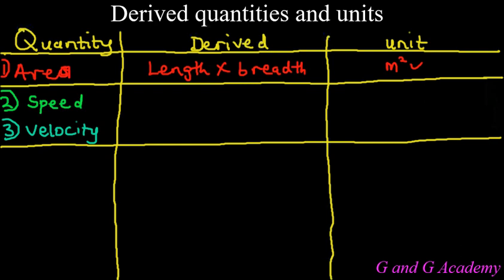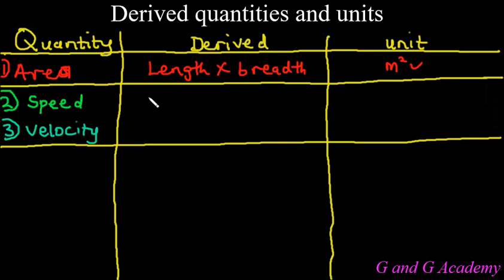Okay, now let's talk about another one, of course, which is speed and velocity. Now speed and velocity have the same unit, although speed only has magnitude, it has no direction, which is a scalar quantity, while velocity has what? Velocity has both magnitude and direction. That's why we call it a vector quantity. But they have the same unit.